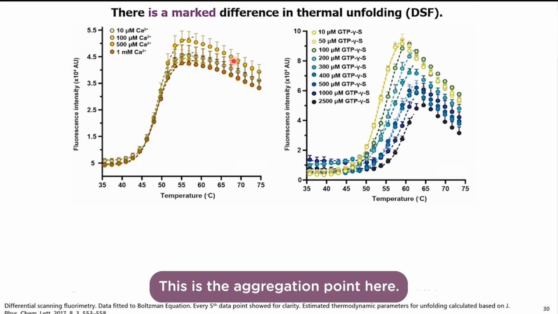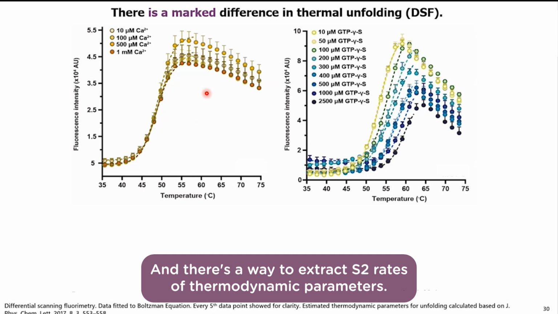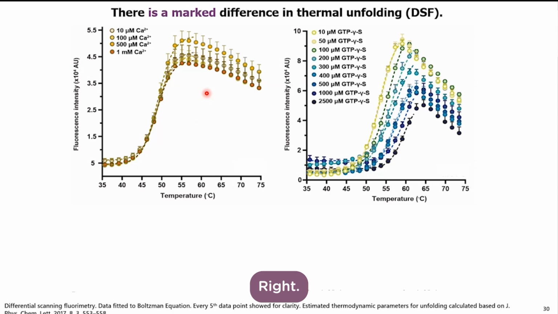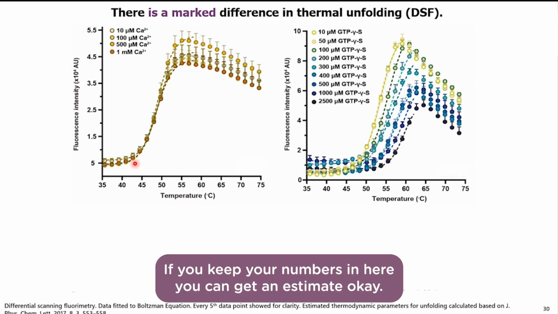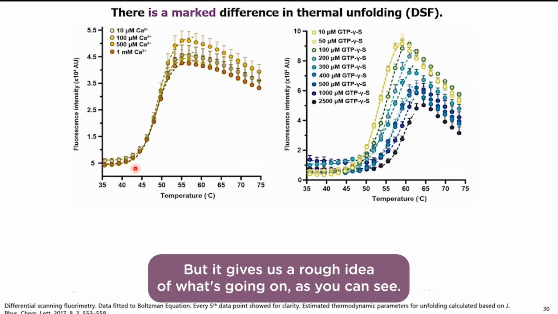This is the aggregation point here. So we can get thermal, we can get our TMs, our melting temperatures, and there's a way to extract estimates of thermodynamic parameters, right? If you keep your numbers right down here, you can get an estimate, okay? Not perfect, not great, but it gives us a rough idea of what's going on.